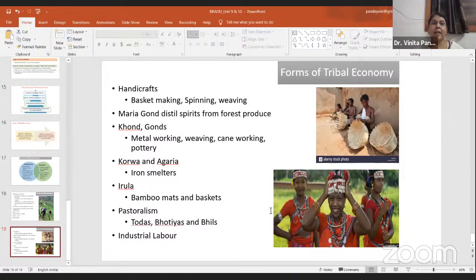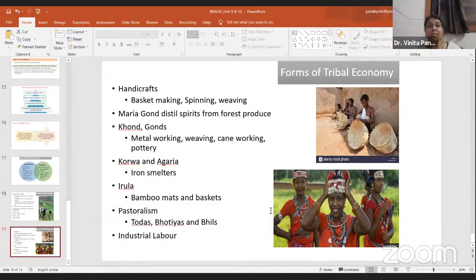Now see, this is some example of handicrafts, which includes basket making, spinning, weaving, and the Maria Gond distill spirits from the forest produce, and cane and bones, they do metalworking. This is the same example which I was trying to talk to all of you. Metalworking, weaving, cane, and pottery. Pottery is a fantastic art, and many communities are involved in making beautiful pottery. Then Korva and Agaria tribes are also iron smelters. See, in this also, my dear friends, part of iron is smelted in wood. So even that technology was there among primitive communities from a long time.